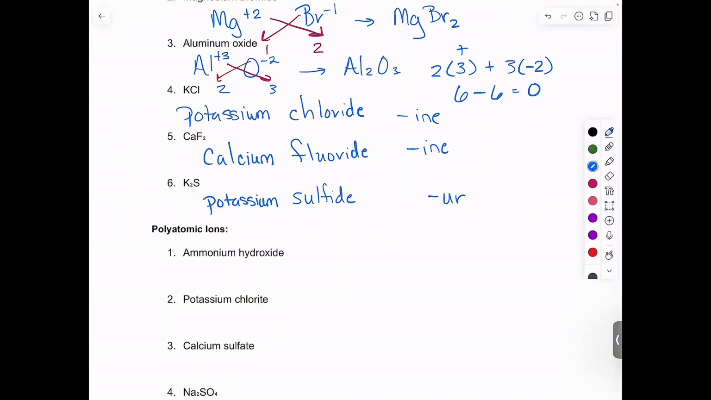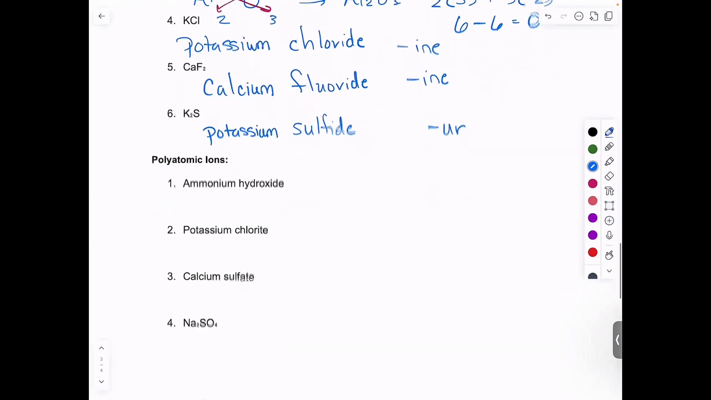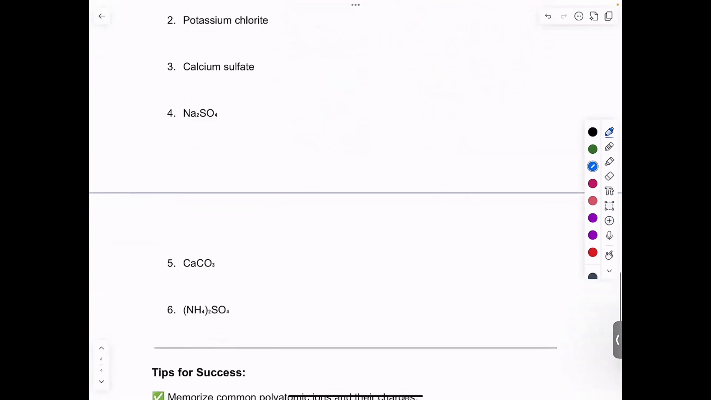There you go, sulfide. Now on to the polyatomic ions. We're on the home stretch here.